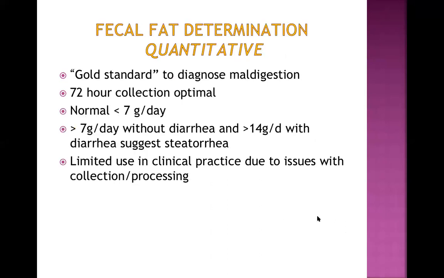Now there is one more test which we do: fecal fat determination, quantitatively. There are two types of fecal fat test, quantitative and qualitative. The qualitative means which type of fat is getting lost in the stool. Quantitative means how much fat is getting lost. This quantitative determination of fat in the fecal matter is the gold standard to diagnose maldigestion or malabsorption.